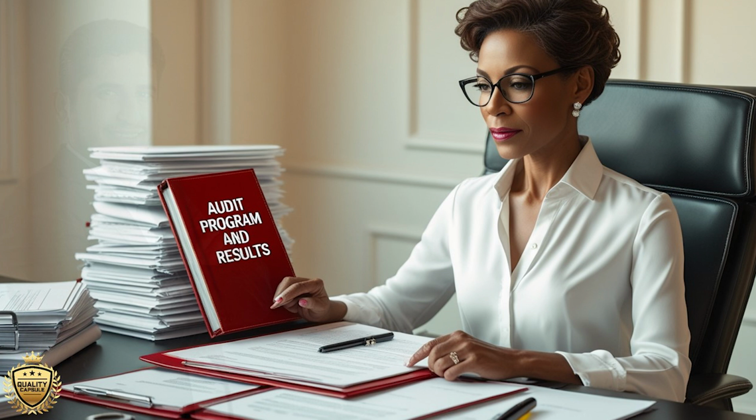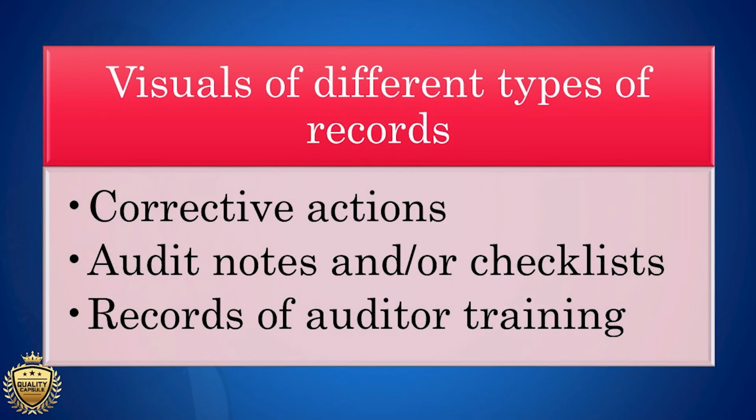But what does this really mean for you? It means keeping records that demonstrate your audit planning, who was involved, the evidence gathered, and both positive and negative findings revealed by the audit, including the result of corrective actions. So, what are these records? Here we have typical records that are important for internal audits. Corrective actions: these documents show nonconformities found during the audit, the cause, action taken, and follow up.